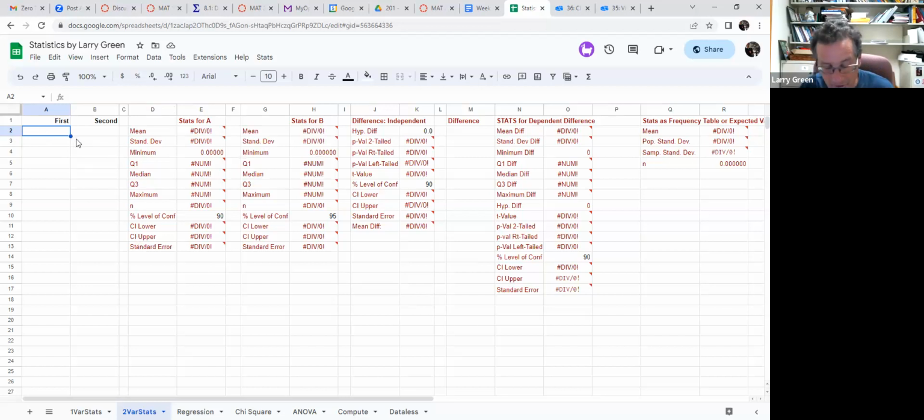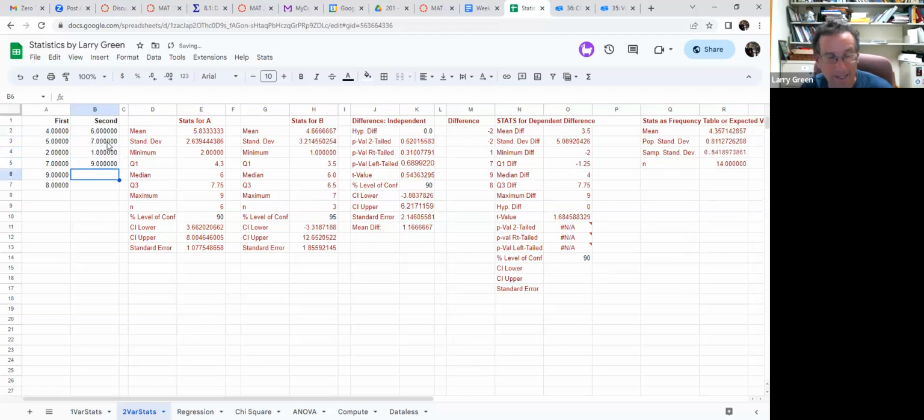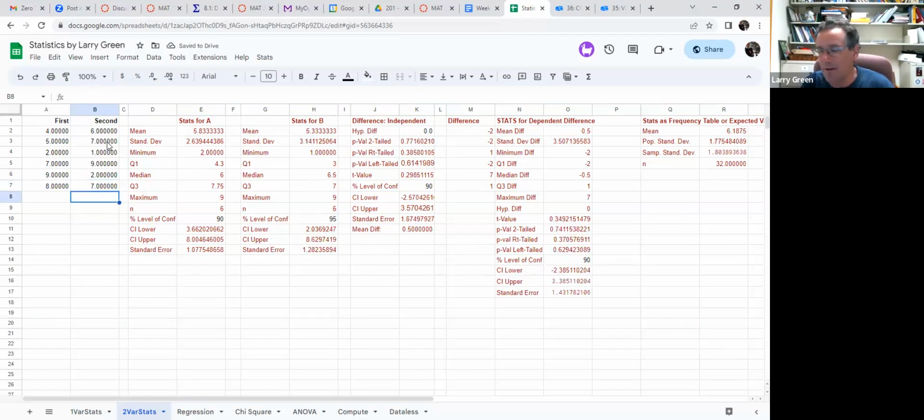You have your data from the first. I'm just going to make up some numbers. So 4, 5, 2, 7, 9, 8. You're going to have a data set. And by the way, you have to have at least 31 for the first data set, and for the second, you also have at least 31. That might be 6, 7, 1, 9, 2, I don't know, 7 again. Now, you can have a lot more data values, but I don't want to waste your time. Any questions on getting these data values in?